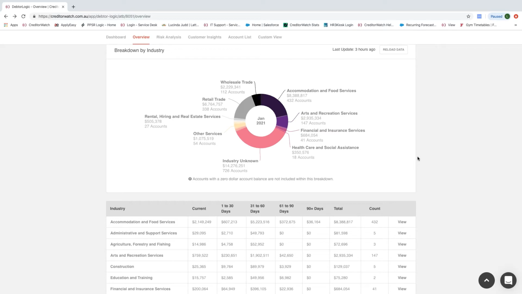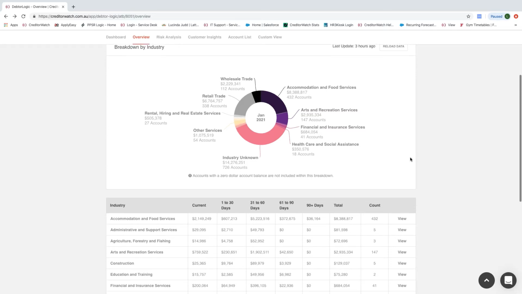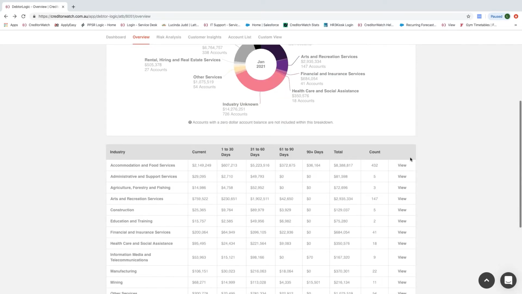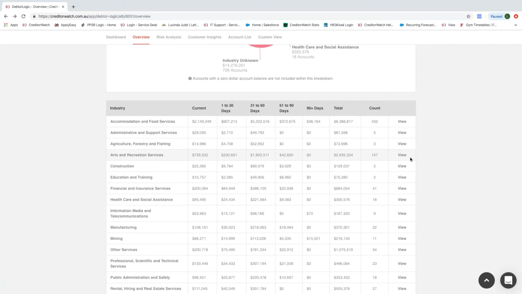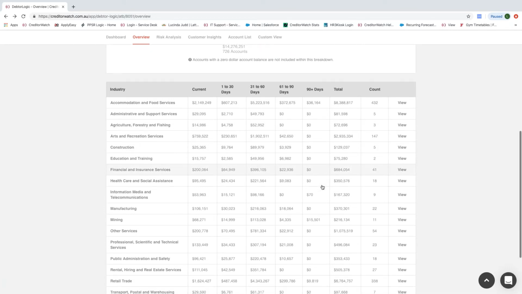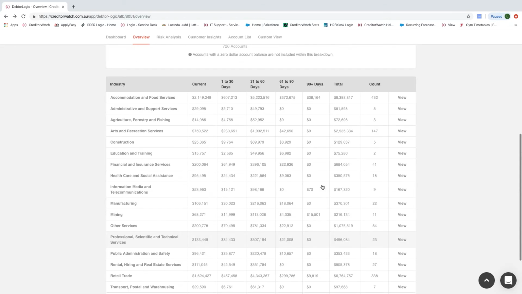So you can use this additional insight to see how your ledger is looking, how the industries are looking, and how they're paying. You can use the graph as your main view, or you can scroll down to this list here and directly compare how the different industries are paying. So who has the most in 90+ days? Just looking at this list, straight away it's accommodation. So you could focus on these 423 accounts because they do have a large portion outstanding in 90+ days.